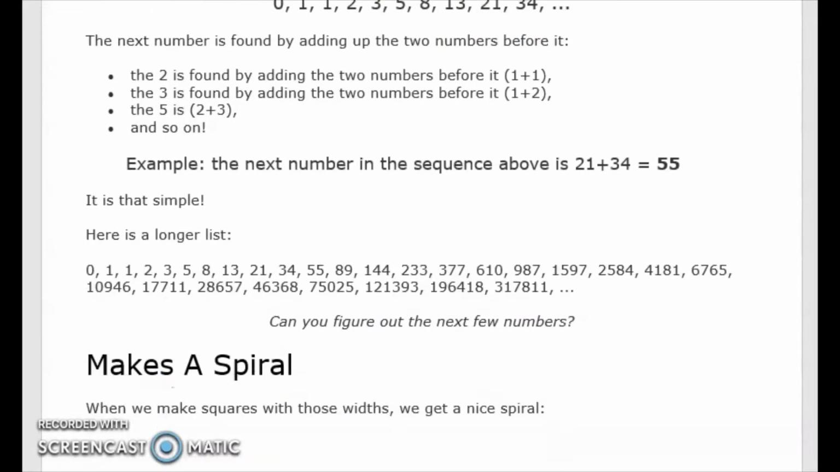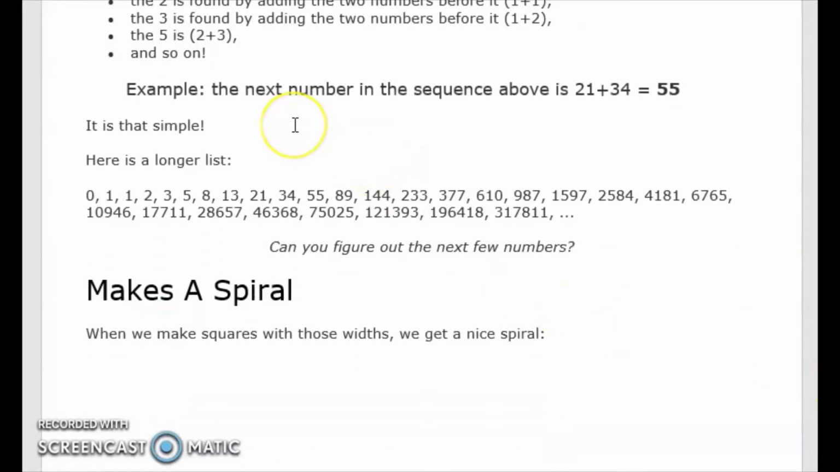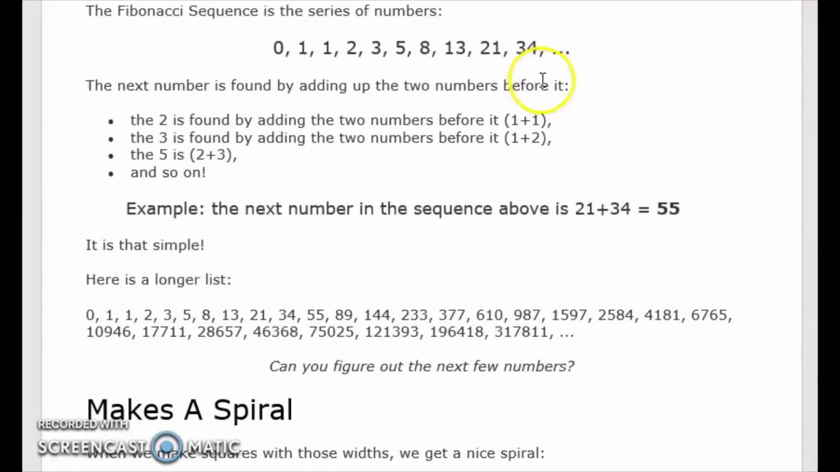Okay? So example here. How to get the next number after the 34? The same steps, we will just add the 2 numbers before it. So we will add 21 plus 34 to get 55. So 21 plus 34 equals 55. So next to 34 is 55. Okay?